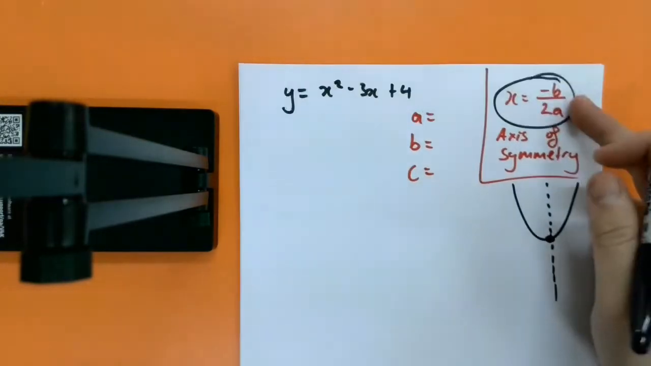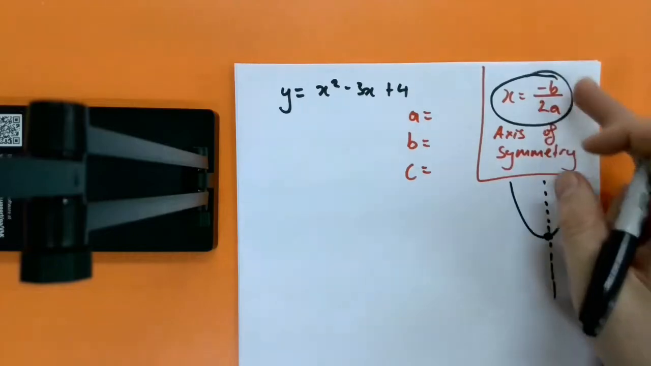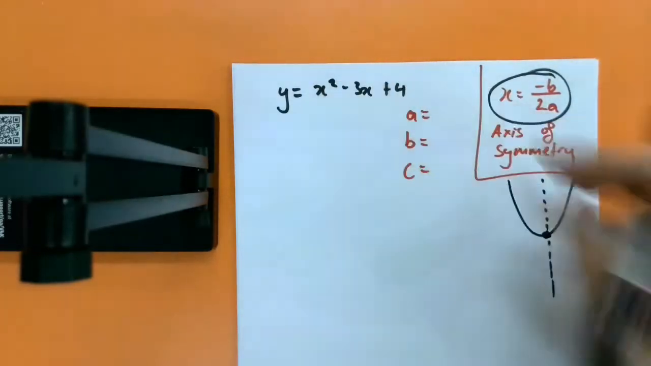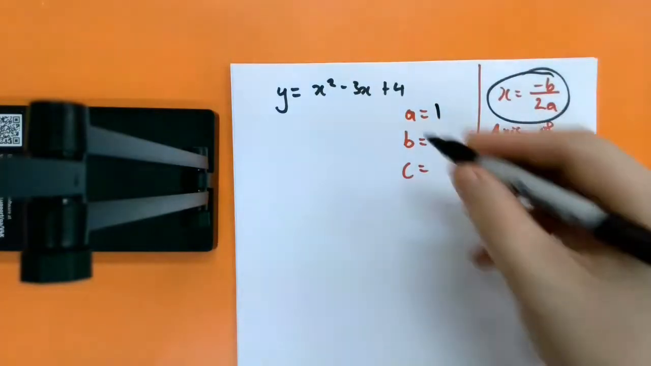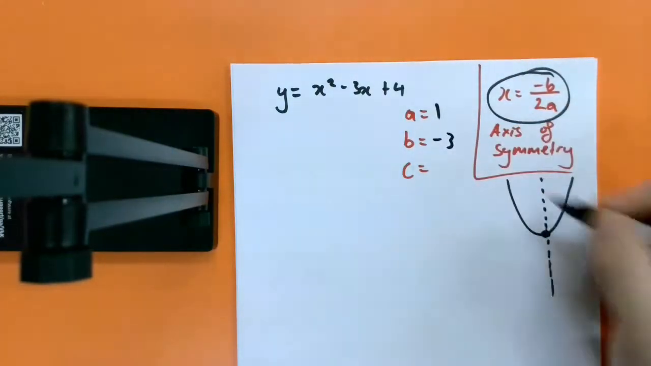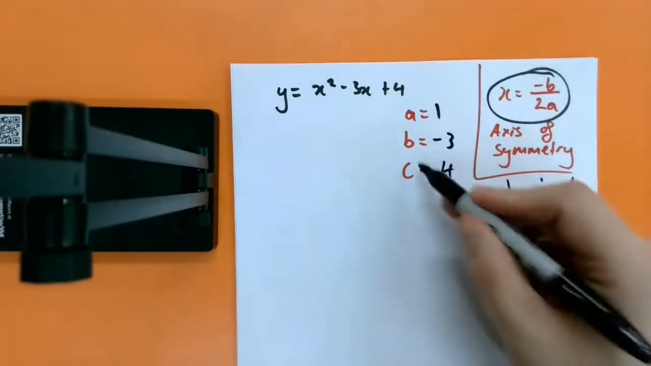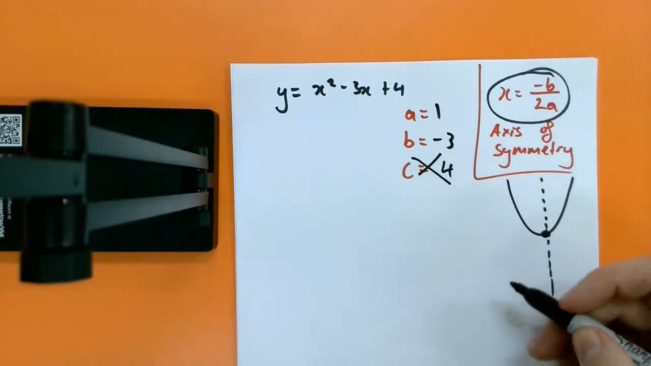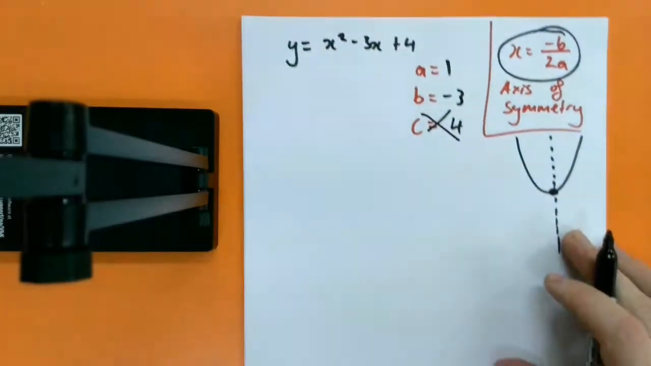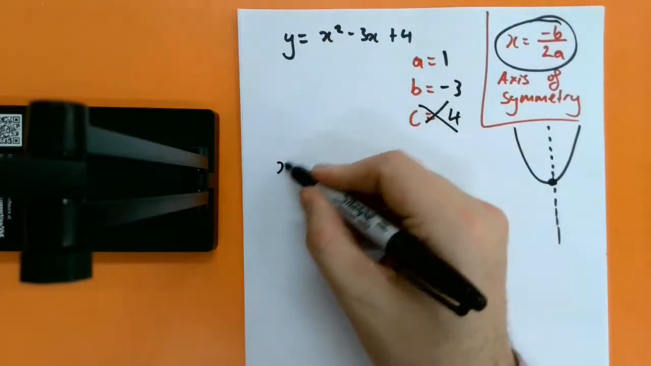And it's really easy to find. It's negative b over 2a, and this b and this a refer to the coefficients of our equation. So our a is equal to 1, our b is equal to minus 3, and our c is equal to 4. We're not going to use the c at this particular point, but it's always handy to have it written down. So to find the axis of symmetry, we're just going to substitute in our values.